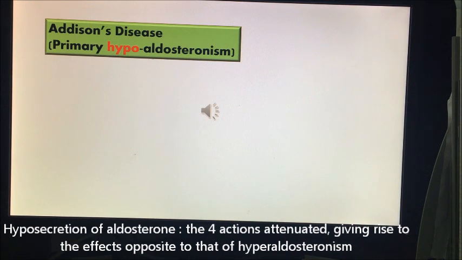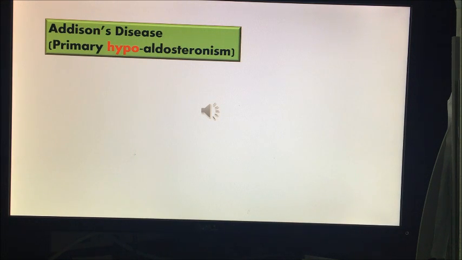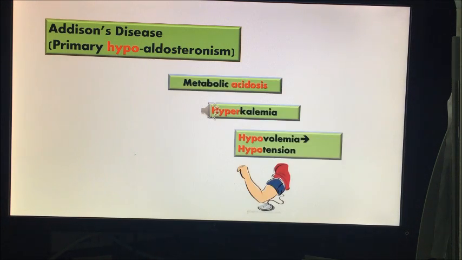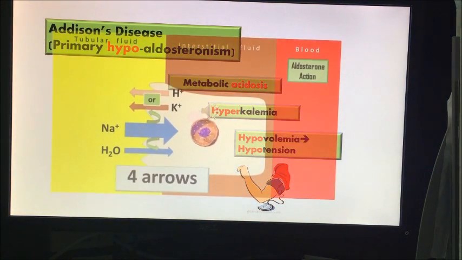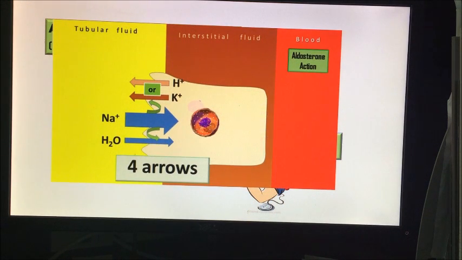When the aldosterone secretion is lower than normal, as in Addison's disease where hormone-secreting cells of the adrenal cortex are destroyed, the four actions of the four arrows of aldosterone become attenuated, resulting in effects opposite to those seen in hyperaldosteronism. So remember the four arrows when it comes to the role of this important mineralocorticoid in the regulation of blood volume and plasma electrolytes, sodium and potassium.